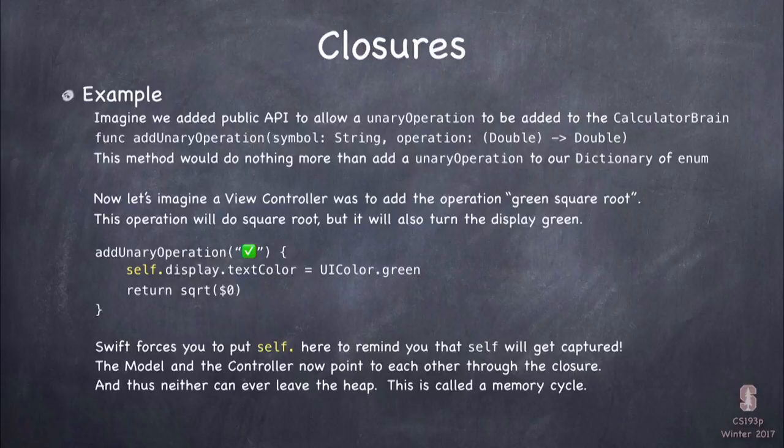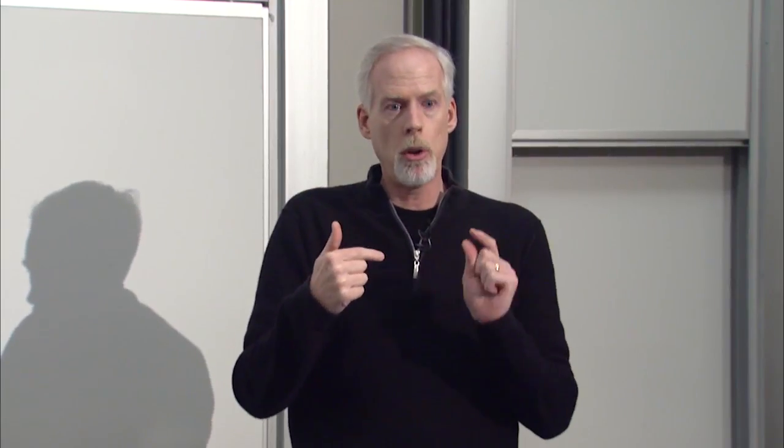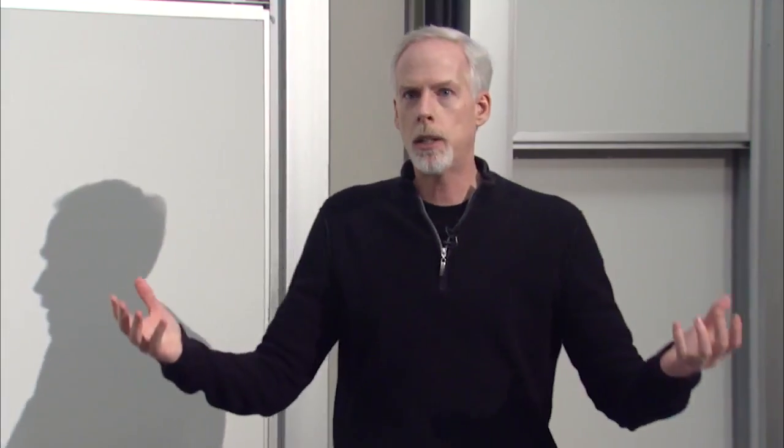The closure lives in the heap. The view controller lives in the heap. They're now pointing to each other. The closure is pointing directly to the view controller, and the view controller is indirectly pointing to the closure through the calculator brain, through the operations table, through this operation that it got added. So let's talk about how we break this cycle, because since this is so easy to do, we need to be able to break it easily as well.